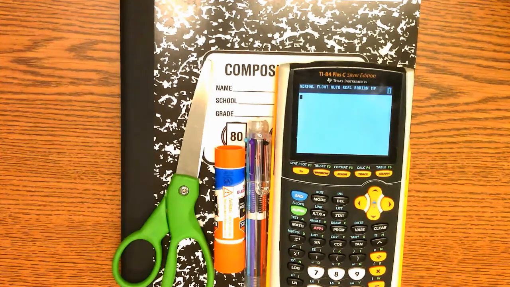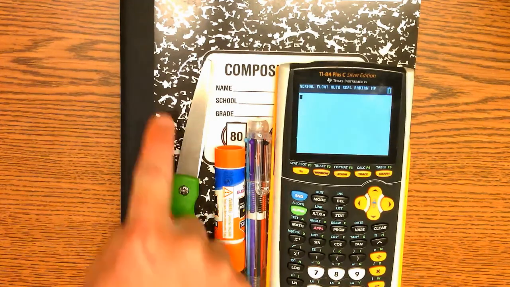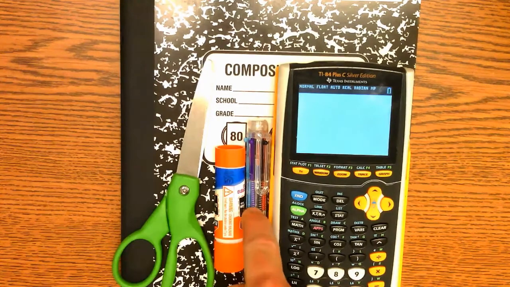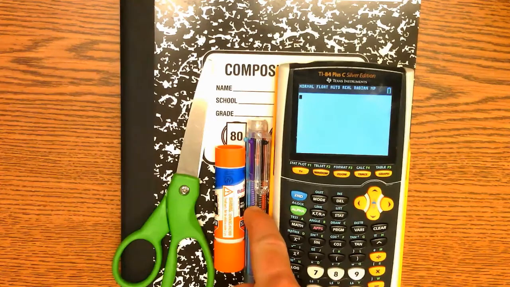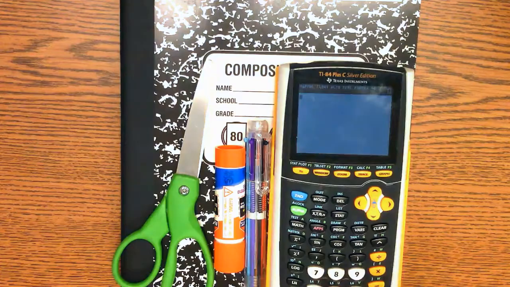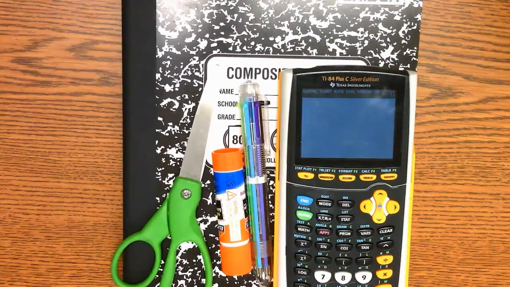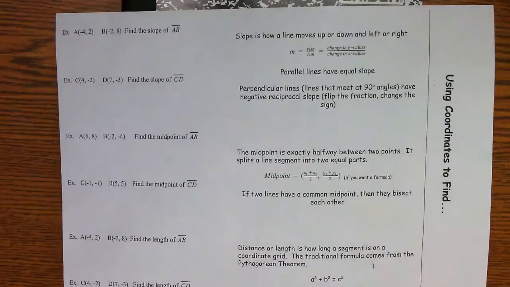Okay, for the slope, midpoint, distance foldable, using coordinates to find those, you're going to need your notebook, scissors, a glue stick, and a pen, pencil, or writing utensil, preferably a multicolored pen or colored pencils, but you could just use pen or pencil, and maybe your calculator. That's what you'll need, and we're doing this foldable right here. In just a second, I'll show you how to set it up.